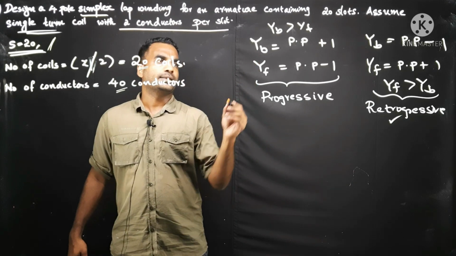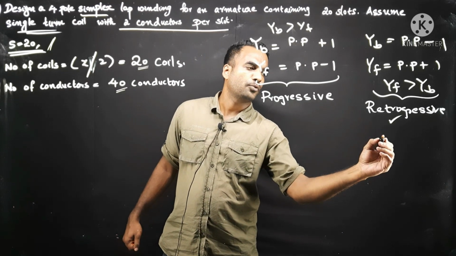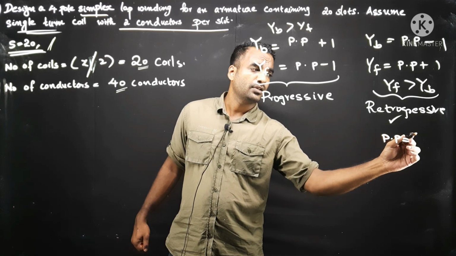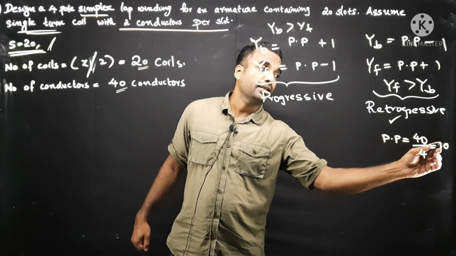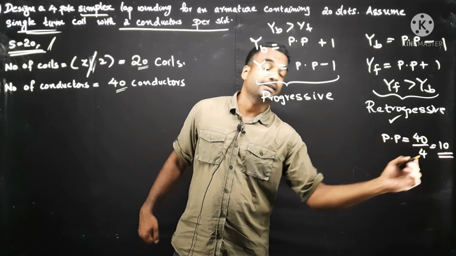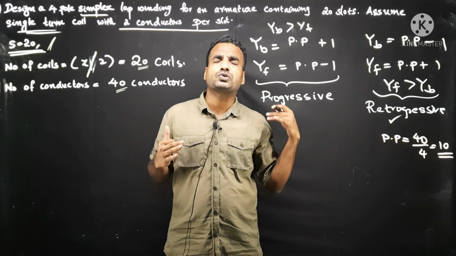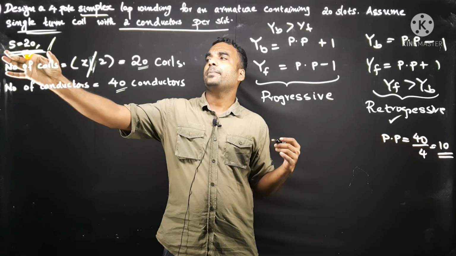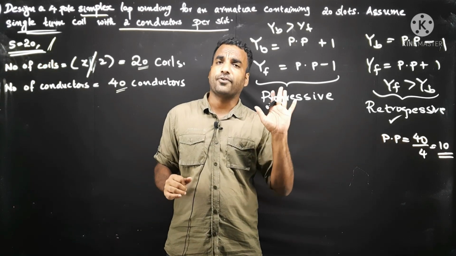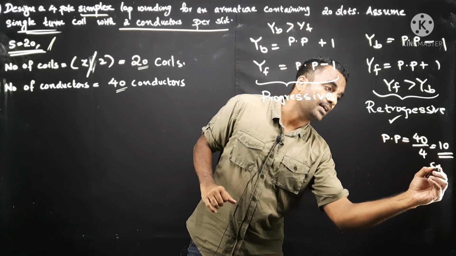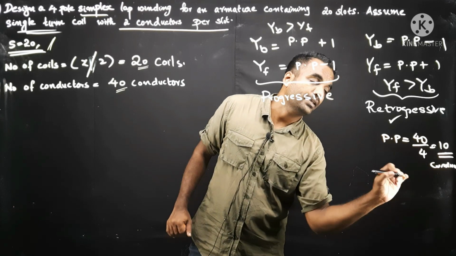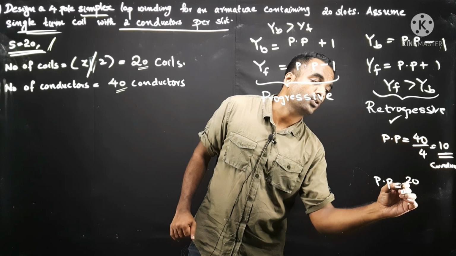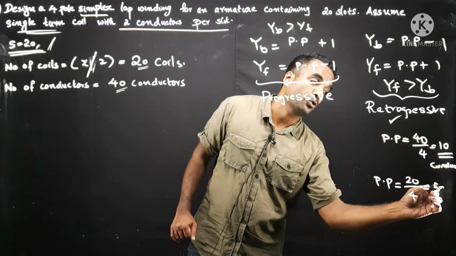Okay, so now we can apply this. We already got that pole pitch is equal to number of conductors by number of poles, that is 40 by 4, that is 10 conductors. You can also express pole pitch in terms of slots. Then you will get 20 slots by number of poles, which gives 5 slots. This is conductors, 10 conductors; you have to write like that. In terms of slots, pole pitch is equal to 20 slots by number of poles, then you will get 5 slots.